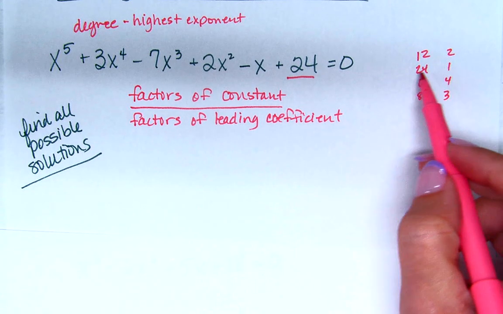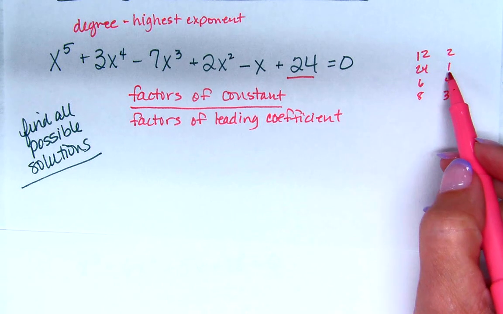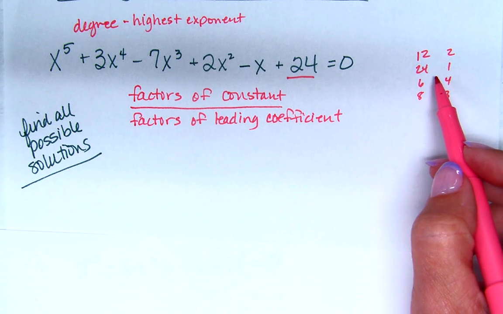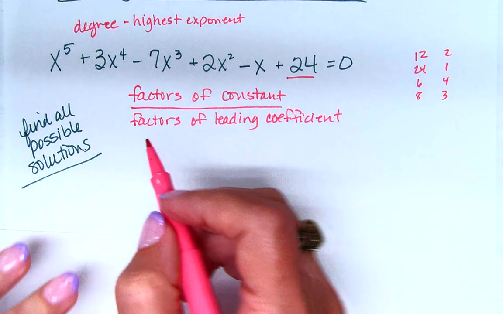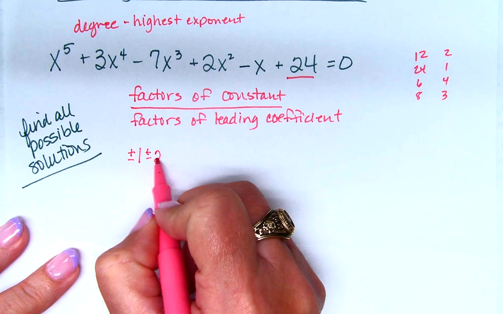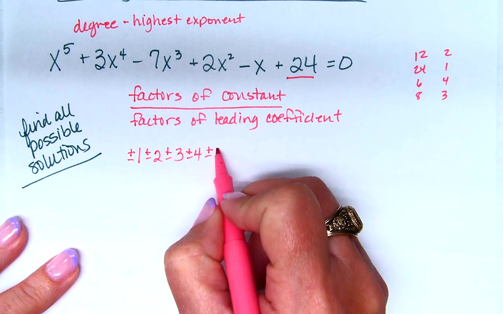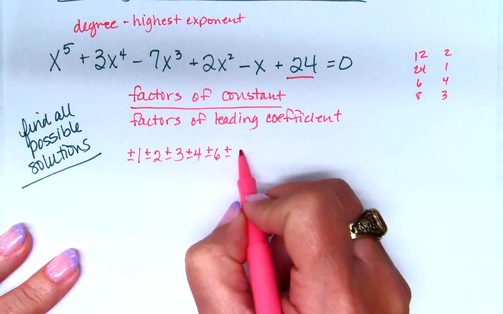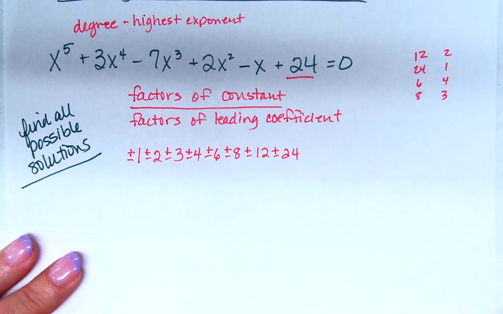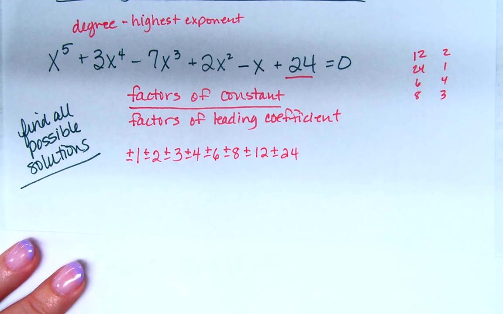1 and 24, right? 24 and 1, I heard you say. But what about negative 24 and negative 1? Would that work? Yes. So I have to take into account both the positive and the negative. So here's how I want to write it. Plus or minus 1, plus or minus 2, plus or minus 3, plus or minus 4, plus or minus 6, plus or minus 8, plus or minus 12, and plus or minus 24. I just took all those numbers that we came up with and put them in order.